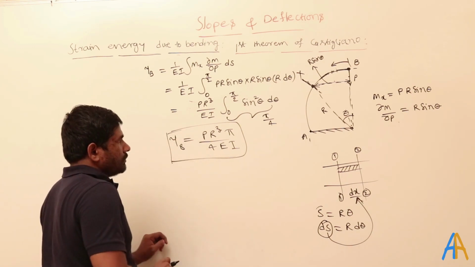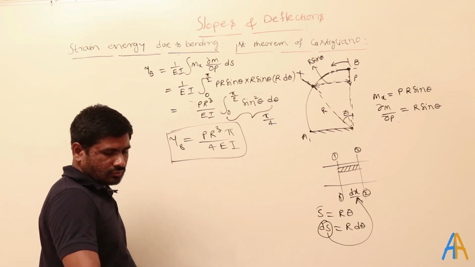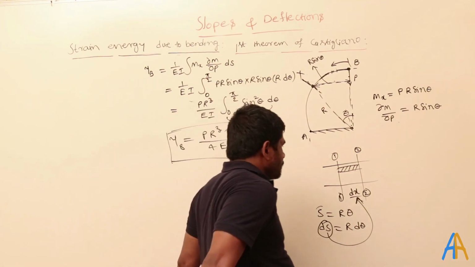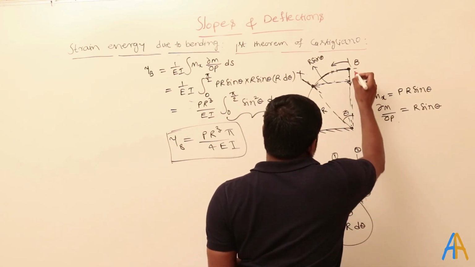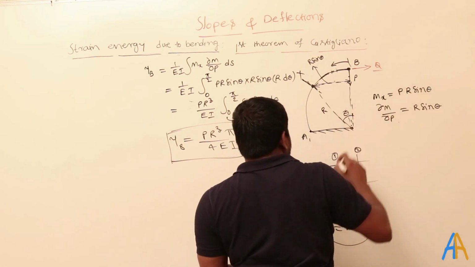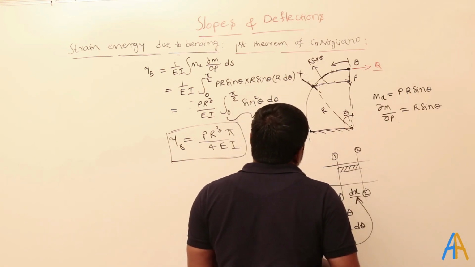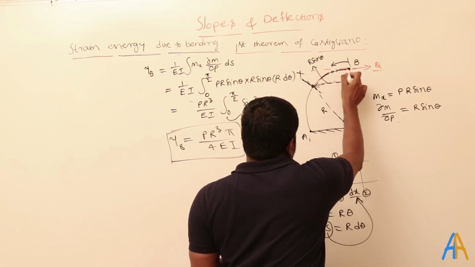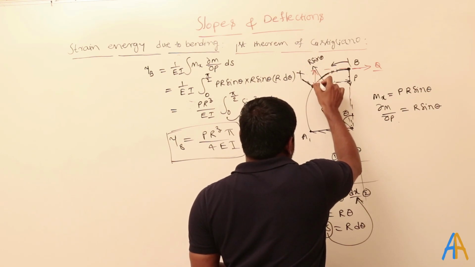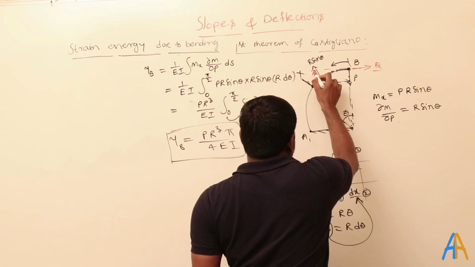For the same problem, if the examiner asks you to find the horizontal displacement or deflection, how do we find it? You apply some fictitious or imaginary force Q here. This imaginary force is going like this. From here, what is the perpendicular distance? This is the perpendicular distance. From here to here it is r. How do we find this perpendicular distance?